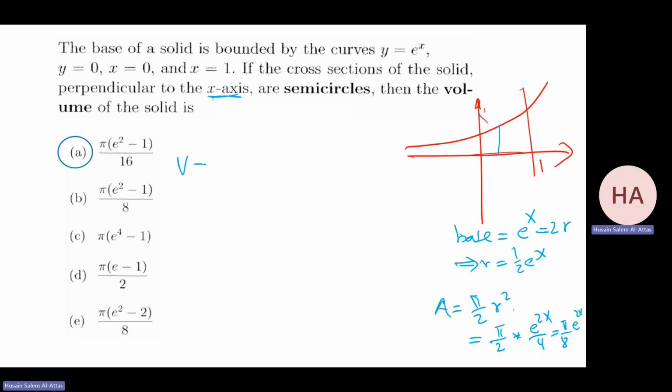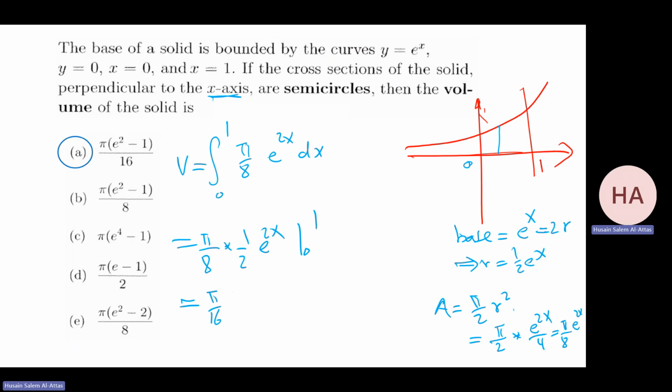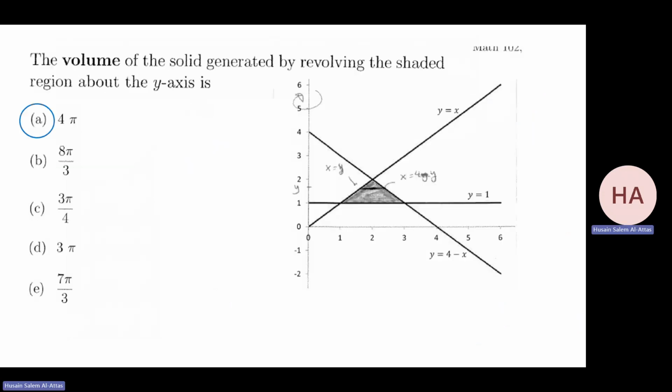And the volume will be the integral from 0 to 1 of this. So pi over 8 e to the power 2x dx. That gives me pi over 8 times half e to the power 2x from 0 to 1. That gives me pi over 16 times what? e squared minus e to the power 0, which is this.